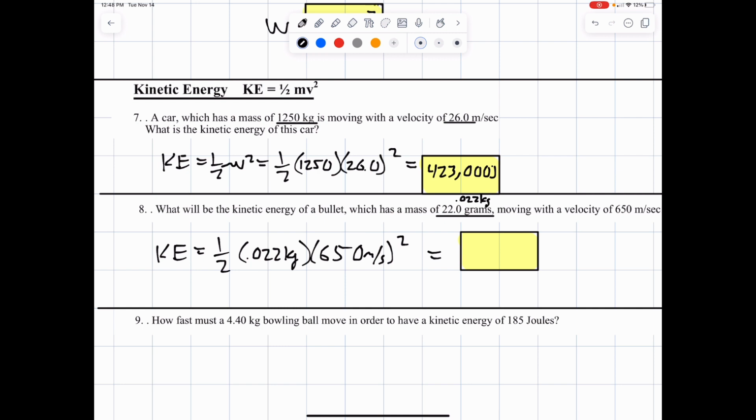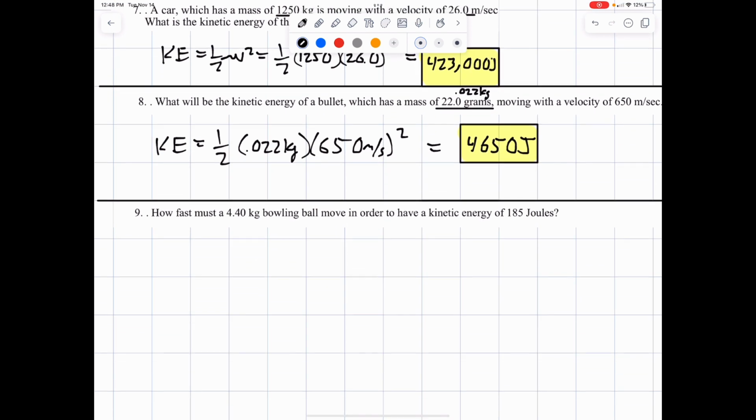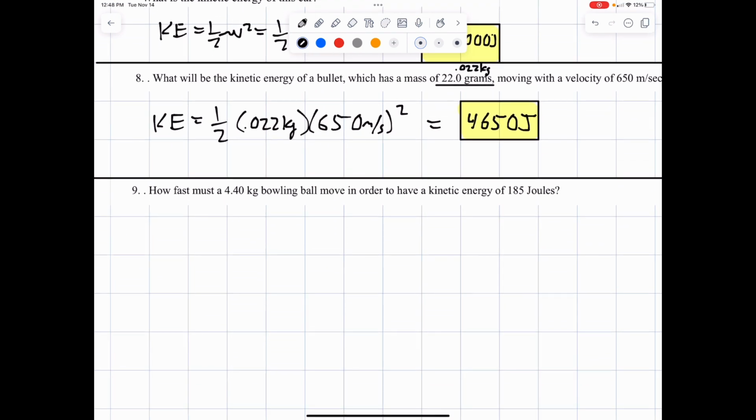If you did this right, you should come up with a large amount of kinetic energy. Okay, about 4,650 joules. Number 9. How fast must a 4.40 kilogram bowling ball move in order to have a kinetic energy of 185 joules? So now you're solving for speed.